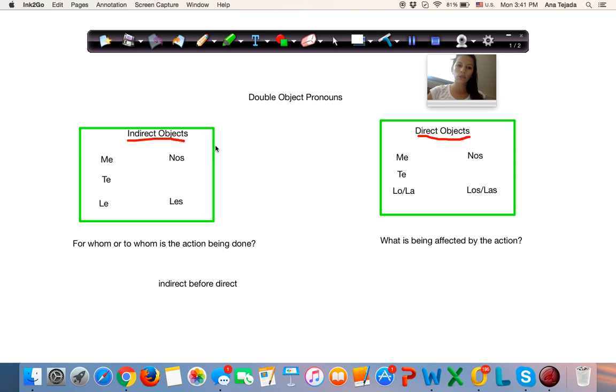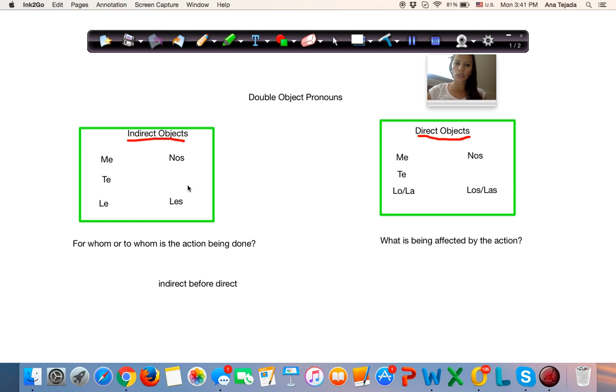So indirect object pronouns, we have me, when it's about me, te, you, the familiar form, le, he, she, it, and usted, the formal form, nosotros, us, and les is they and ustedes. Okay. We use them when we don't want to repeat a noun that has already been said. So to avoid that redundancy or that repetition, we use object pronouns, and this is done in English as well.